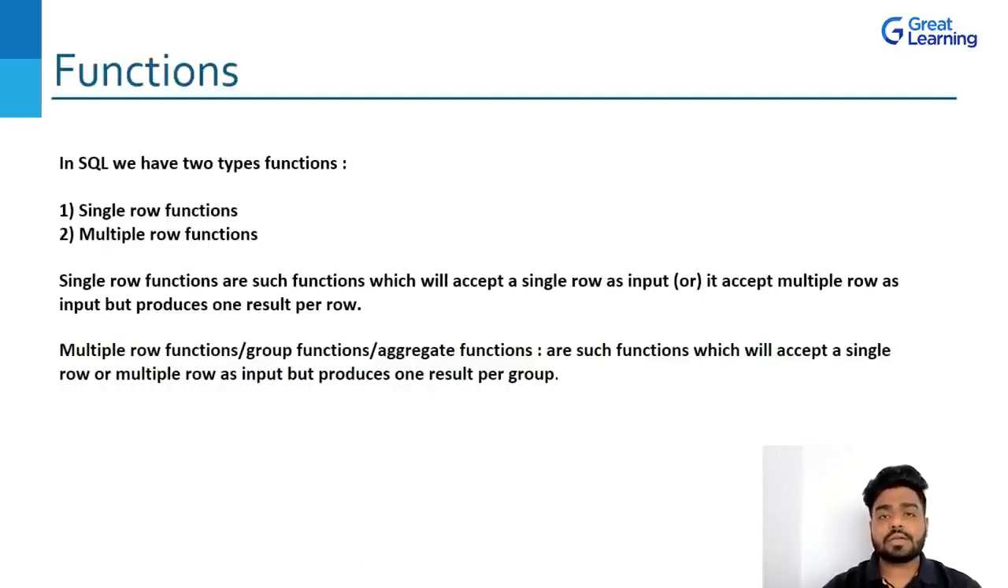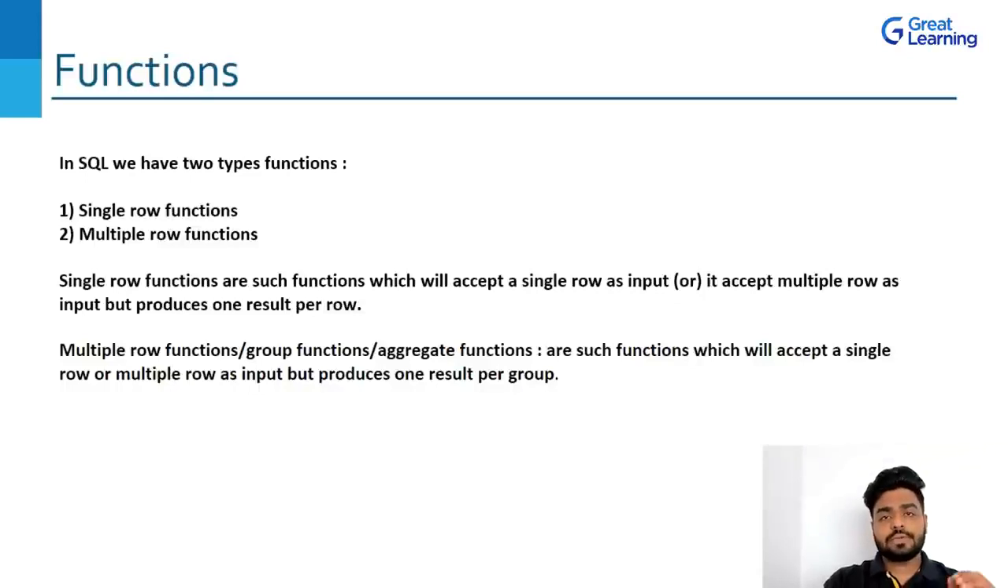What is the meaning of single row? What is the meaning of multiple row? We can understand by the name itself. Single row means the function accepts a single row as an input, or it accepts multiple rows as input but produces one result per row. So let's say we have some functions which give me the result of only one row as output. That is single row. Multiple row is when it can be applied to multiple rows and give me the result of multiple rows. Once we move to the functions, you will be able to understand what that means.